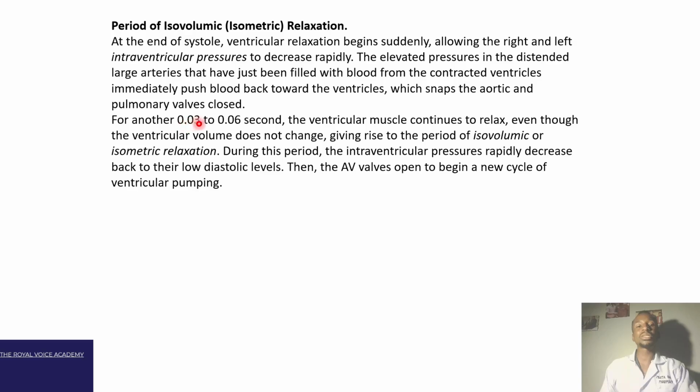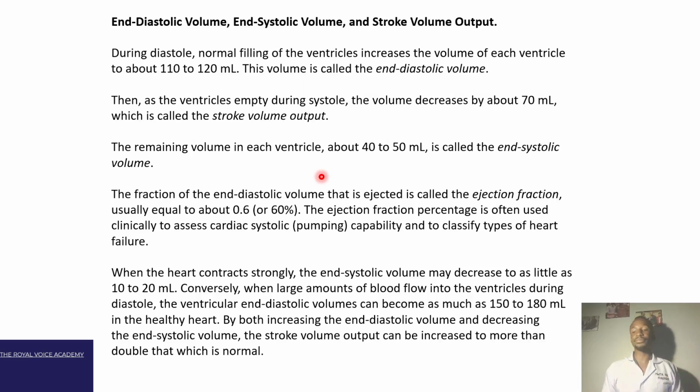So for another 0.03 to 0.06 second, the ventricular muscle continues to relax even though the ventricular volume does not change, giving rise to the period of isovolumic or isometric relaxation. And during this period, the intraventricular pressures rapidly decrease back to their low diastolic levels. Then the AV valves will open and begin a new cycle of ventricular pumping, and the cycle will continue.